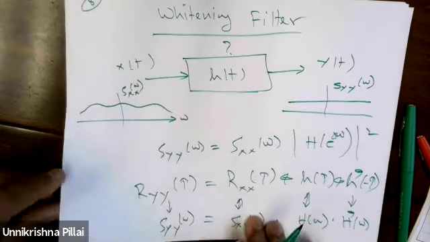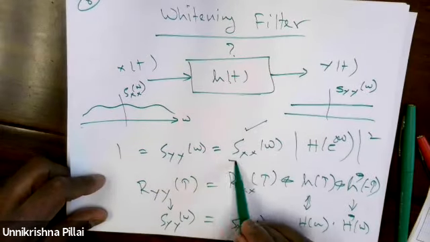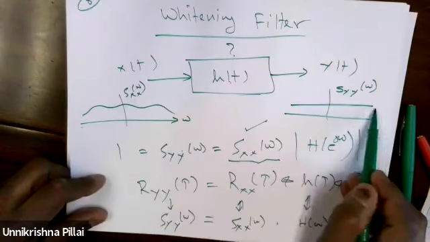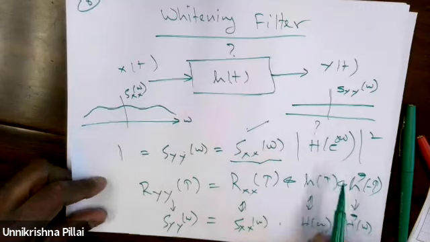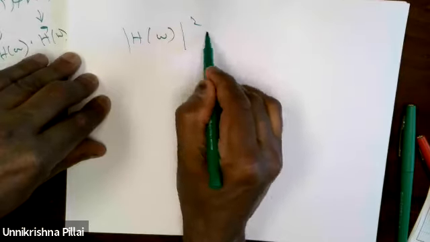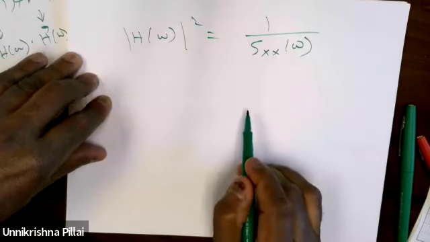So look here. We want the output to be flat. What we mean by a whitening filter is this: SXX of omega is given to us, and we want the output to be flat. Is this possible? So we get one expression already: H of omega squared is 1 over SXX of omega, and so on.